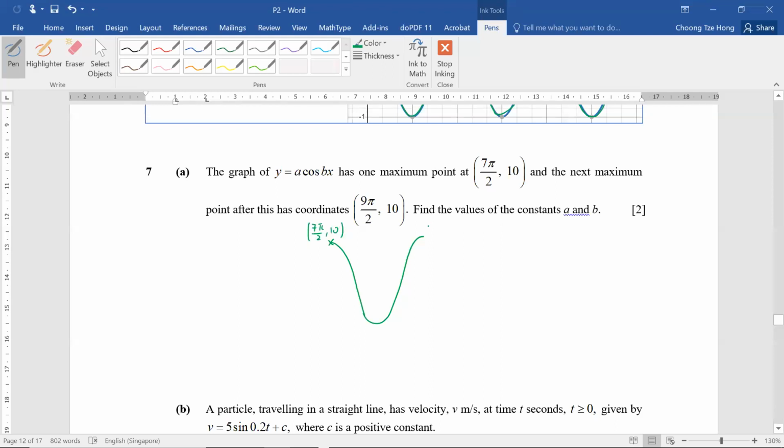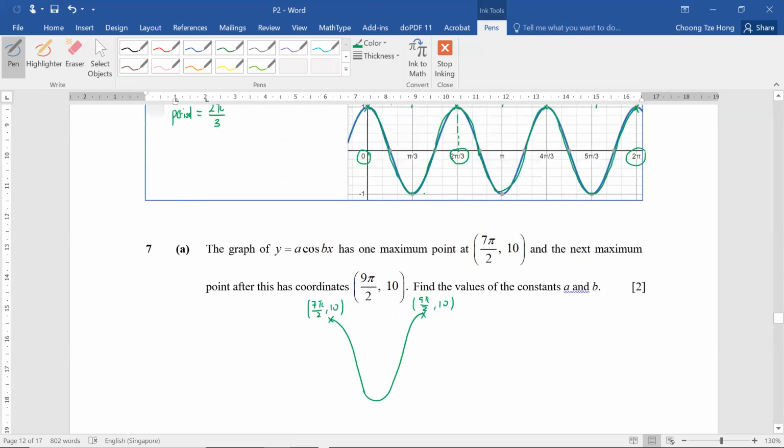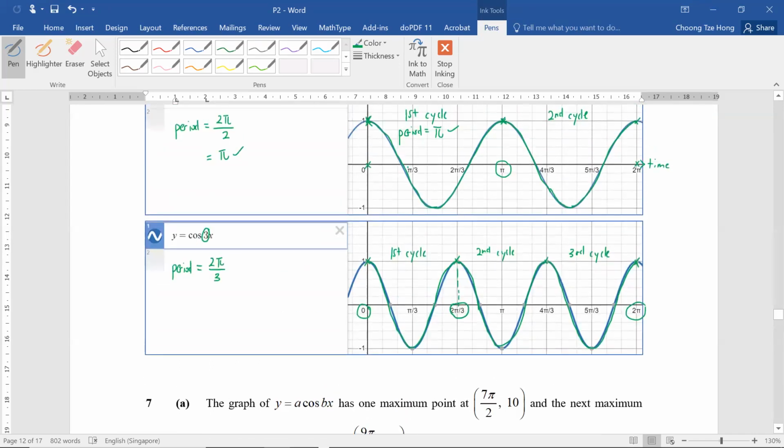The coordinate is 7 pi over 210. Then at the very next maximum is 9 pi over 210. Right? So what's the period of the graph? If you ever notice, from one maximum to the next maximum, you subtract the timing, you find the difference in the timing, that will give you the period. So let's say for this maximum, the time is 4 pi over 3. The previous maximum is 2 pi over 3, so the period will be 4 pi over 3 minus 2 pi over 3, you will get 2 pi over 3. Indeed, that is the period.